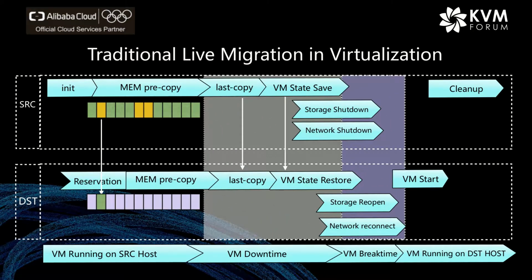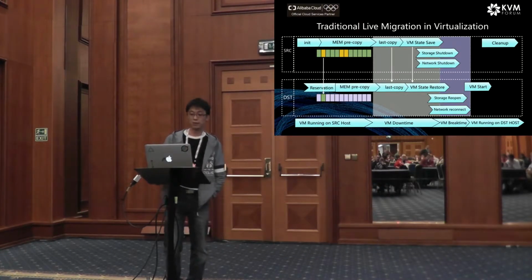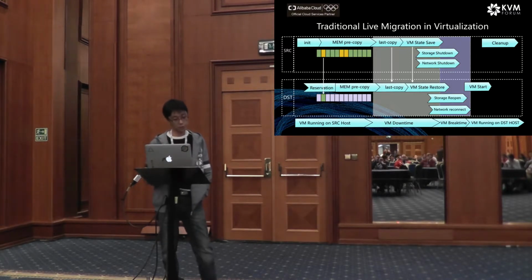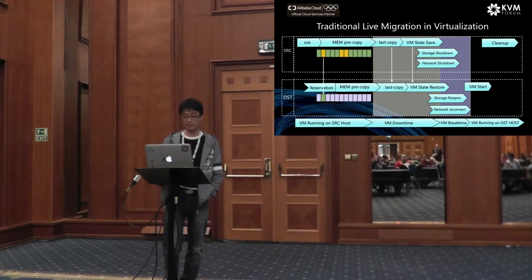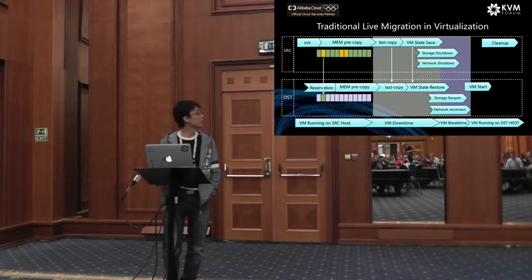Before we go into the details, let's have a quick review of traditional live migration in virtualization. This picture illustrates the traditional live migration. The top layer is a source host, and the lower layer is a destination host. In the pre-copy procedure, memory is copied from the source to the destination iteratively. Sometime later, the iteration converges, the VM is paused, and the last memory is copied with device status and VM status. We refer to the time the VM is stopped as the VM downtime. Then the VM starts running at the destination, the storage is reopened, and the network is reconnected.